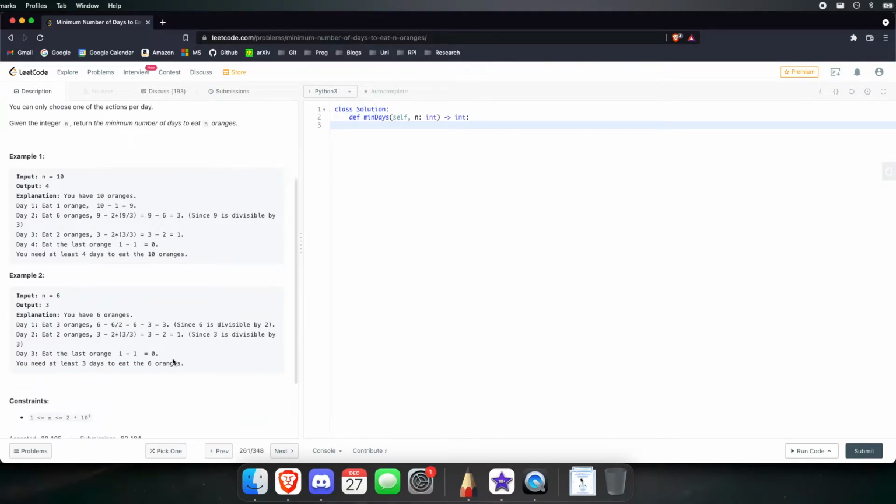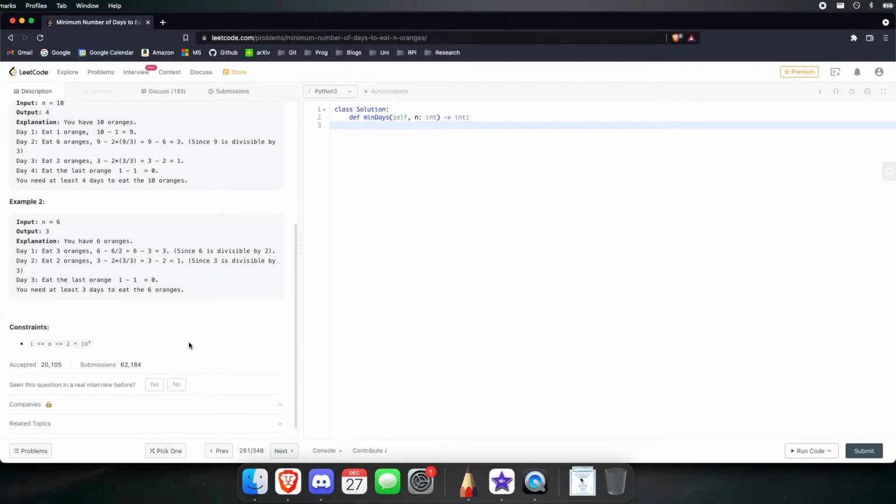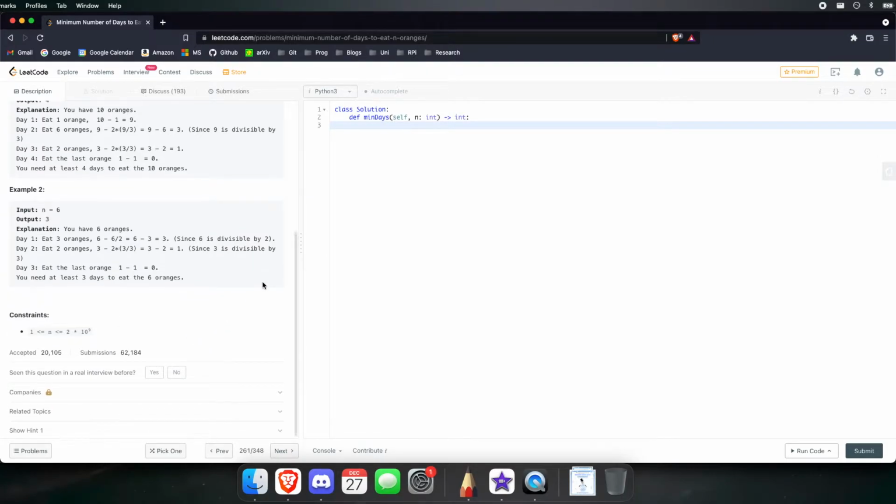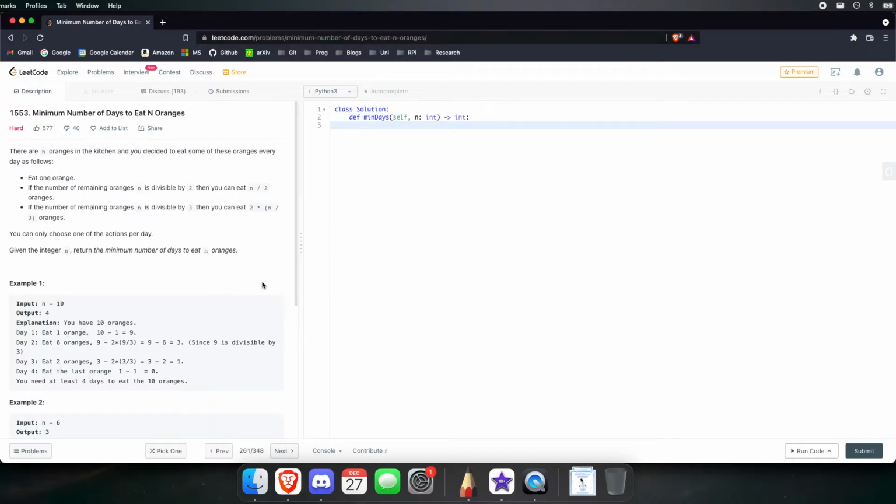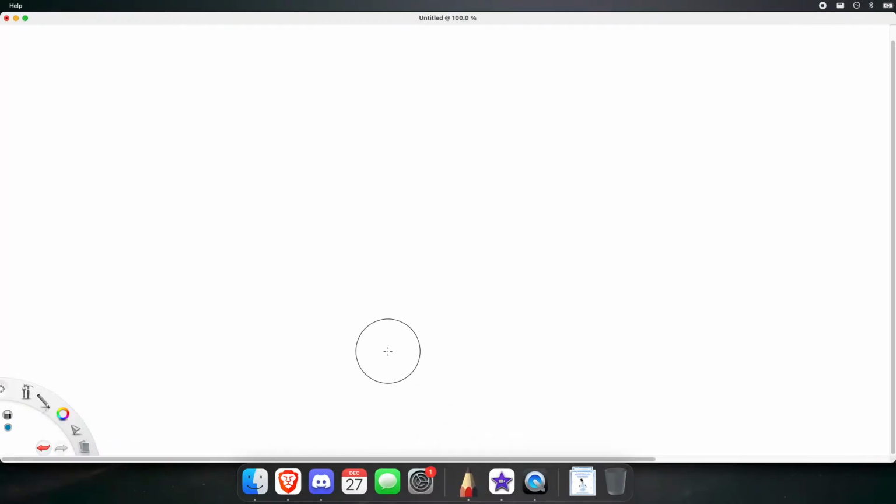Now example 2 follows a pretty similar strategy to example 1, so I'm not going to go over that. So now let's start the doodling, because this problem is actually much easier than it seems. Even though it's categorized as hard, it's actually really simple.